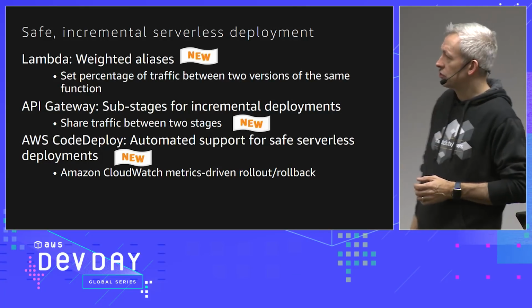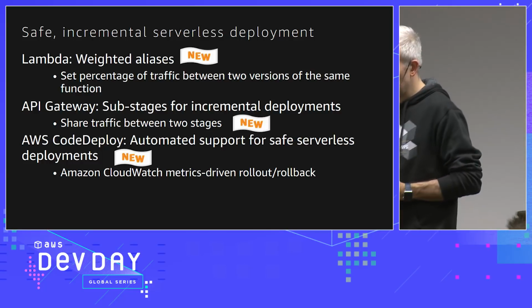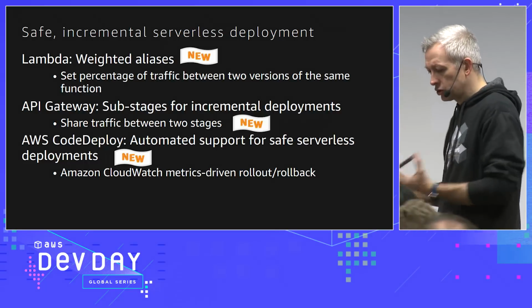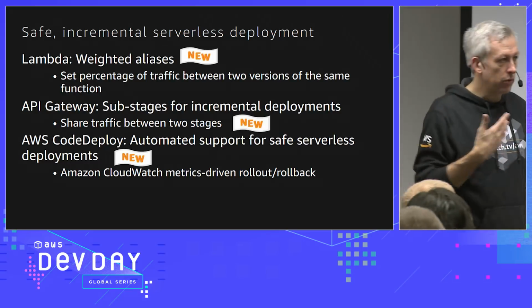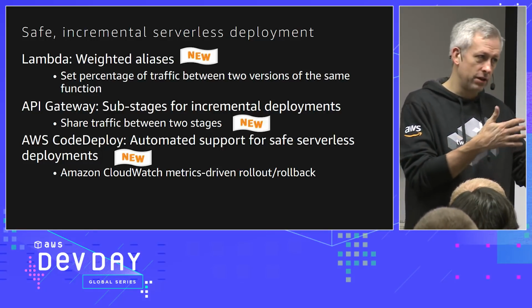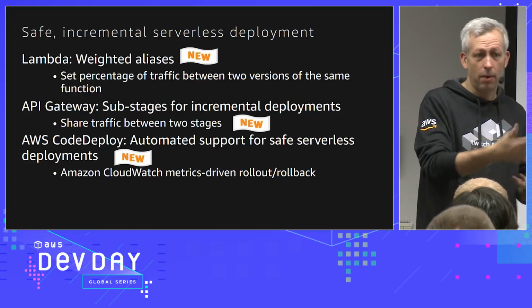So some of the things that we've introduced: weighted aliases. This allows me to do proportional traffic shifting between multiple versions of the same function without having to do that at the API gateway using weighted DNS records, which is how I might have done it historically.